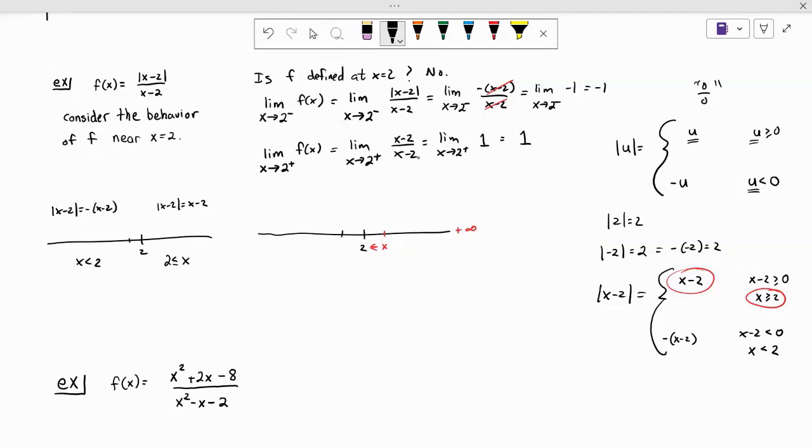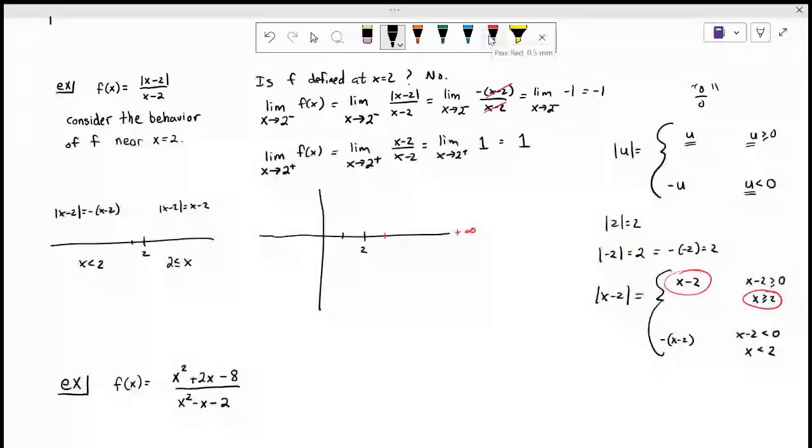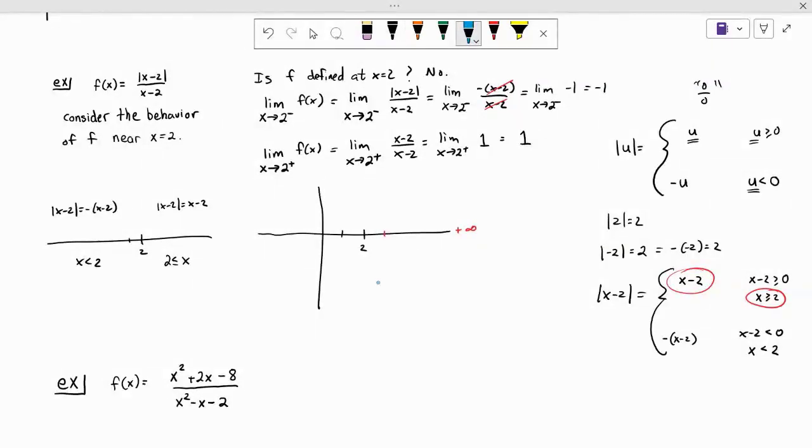Okay, beautiful. So here we see that the limit as we approach 2 from the left is negative 1, but from the right it's positive 1. In fact, you might be familiar with the graph of this function. It looks like there's this jump. So, okay, the limit from the left and the right do not agree. They're different.